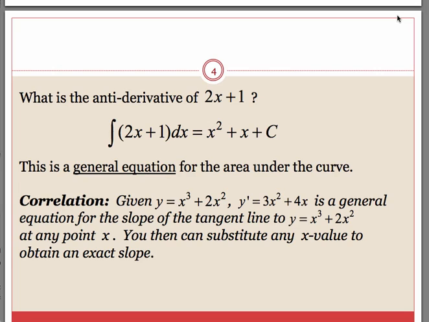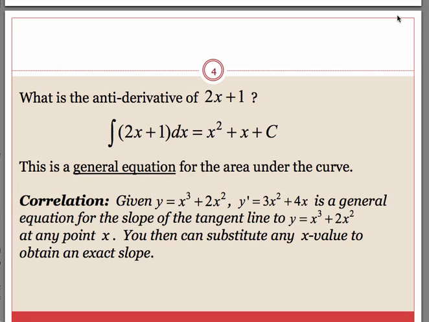Let's connect this back to something we've done before with derivatives. Suppose you had the function y equals x cubed plus 2x squared. The derivative of that function would be 3x squared plus 4x. And we refer to that as a general equation for finding the slope of the tangent line to that original curve at any point x. All we would do is substitute any x value into that derivative expression in order to get the exact slope at that x value.